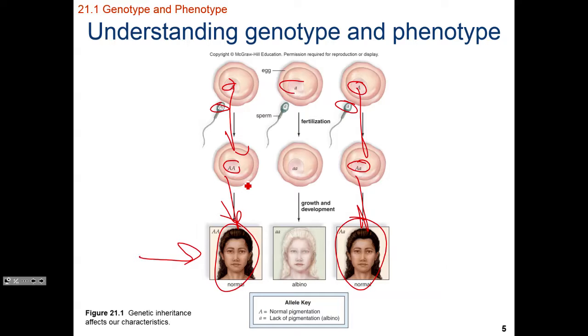However, if both mom and dad contribute recessive alleles for the gene, the offspring has two recessive alleles and could potentially be albino. They will express the recessive trait. So, if you see an offspring that is albino, you know that offspring's genotype. They are homozygous recessive for that trait. And you also know the parents' genotype. What genotype must the parents have if the parents do not express the trait, but the child does express the homozygous recessive trait?